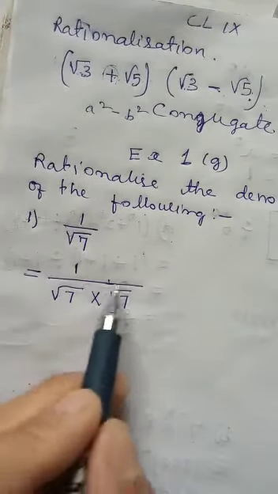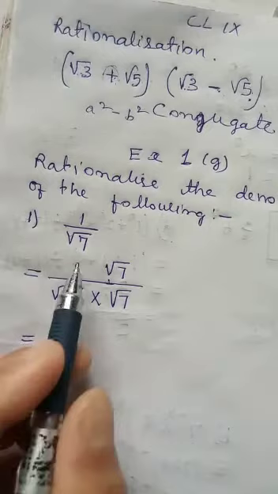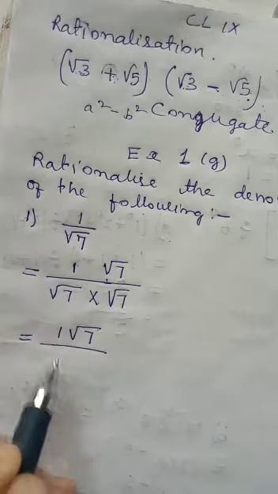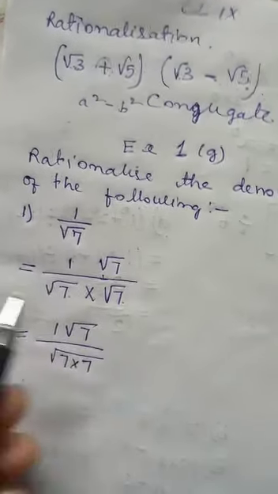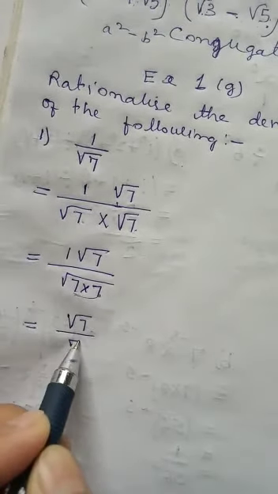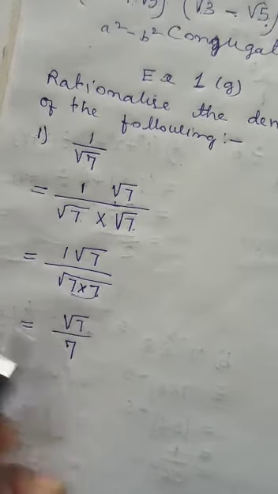Then if you multiply down, you also have to multiply up. Clear? So 1 into root 7, we cannot do anything, it will remain like that. Then here you have square root 7 and square root 7, there are 2 of them, and you can write them together. Now how many 7 are here? There are 2 sevens, so we can take out 1. If you take out 1, the square root also disappears. Once the square root disappears from the denominator, we finish our job, because they say rationalize the denominator, that means remove the radical sign from the denominator.